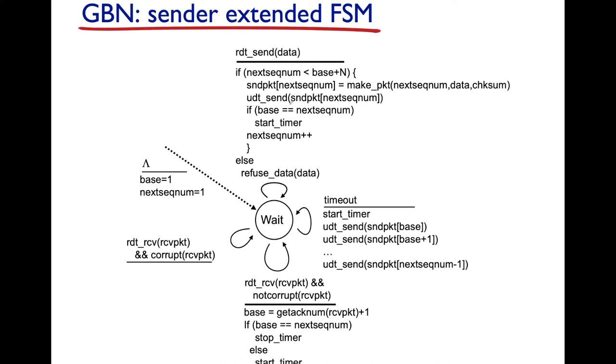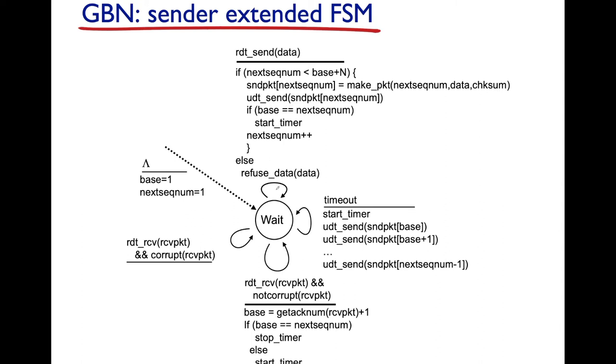Then you check to see if the base was equal to the next sequence number. Is this the oldest unacknowledged packet within that send window? If it is, you start the timer, and then you increment the next sequence number. So now sequence number 2 is being used. You could call this RDT send N times before it refuses to send, without acknowledgement, because at that point you're going to exhaust all N sequence numbers in the send window. N will be in flight.